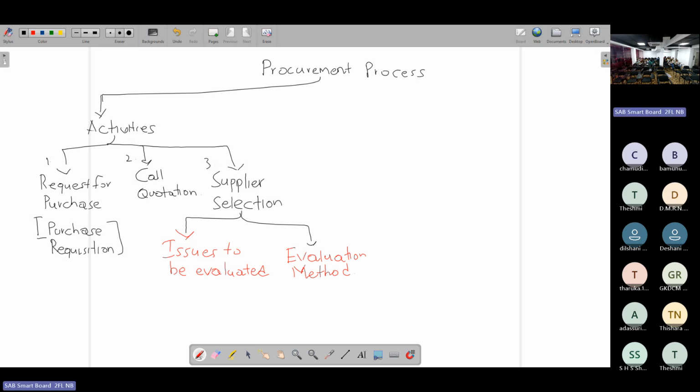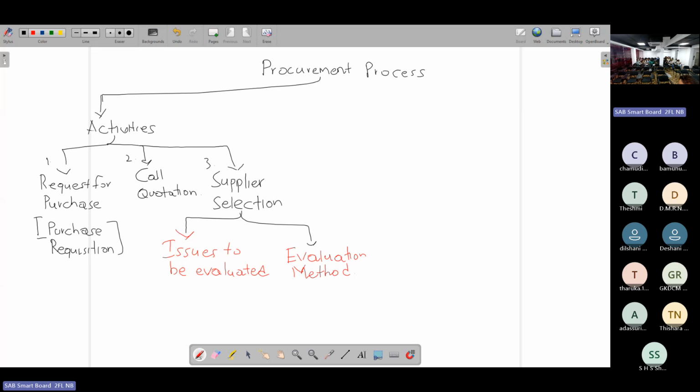So under supplier selection, we have discussed what is to be evaluated and the evaluation methods. What are the issues we have to evaluate when we select the suppliers? The objective of the mind map is that you should thoroughly know the topics we have studied under a specific chapter. That is the only objective.